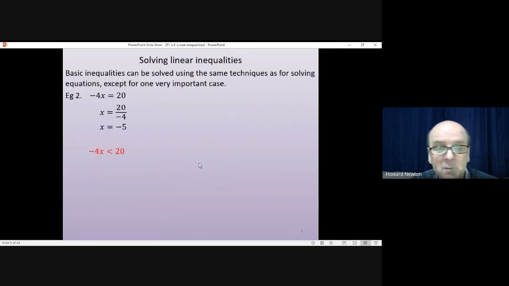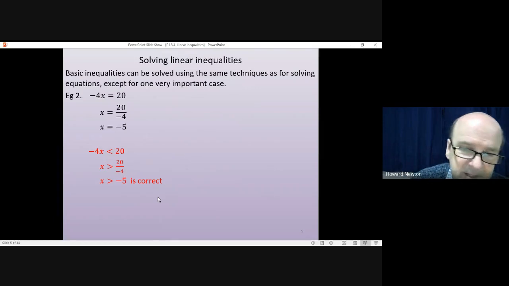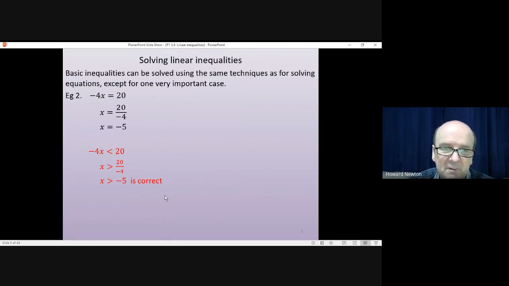So the way we should have done this, if we were going to divide by minus 4, you can do, but you have to work very carefully. So when you divide by minus 4, the less than swaps to greater than, and you get x is greater than 20 divided by minus 4. And then the correct answer is x is greater than minus 5. So dividing or multiplying by a negative number, the inequality sign has to swap like we did there.